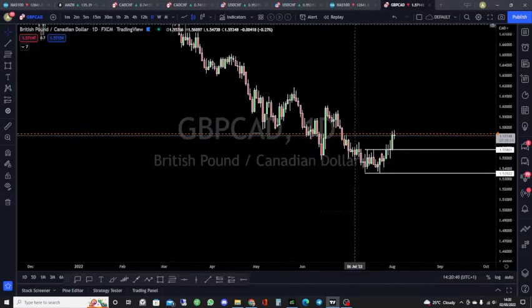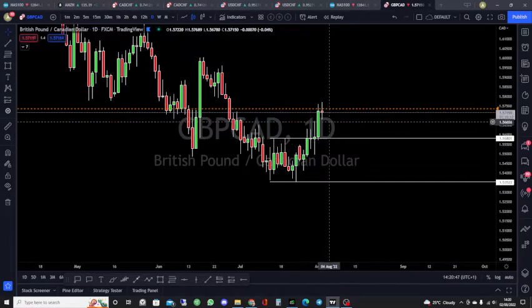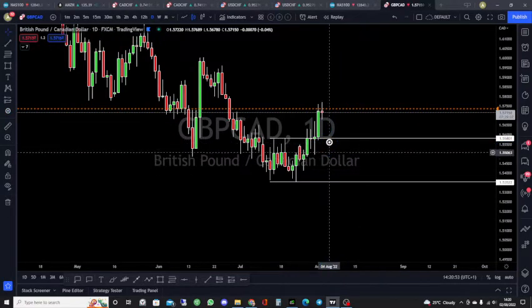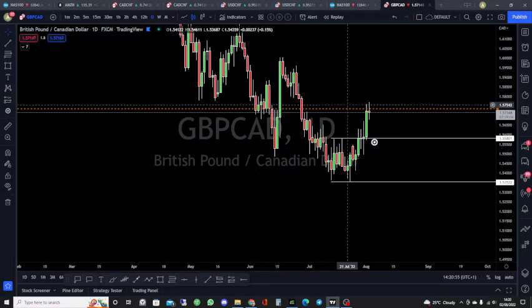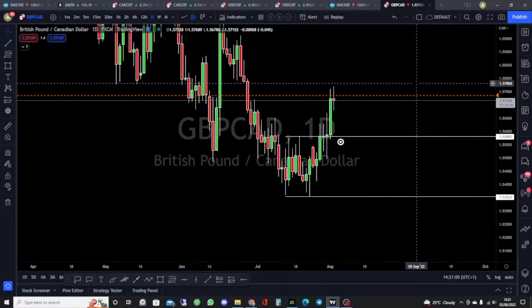GBP CAD. GBP CAD is going to be a short from here. So these are the targets here. This line here, this is the target. Probably within a couple of days, I think the market is coming down here. I've got alerts up there. If it goes near the highs again, I'm going to probably take a sell. But like I said, I haven't done a proper trading plan just yet.